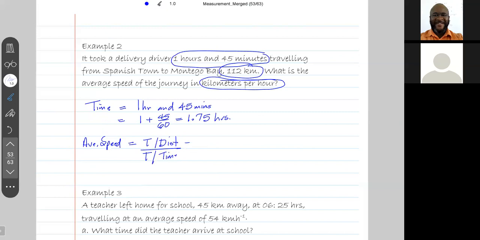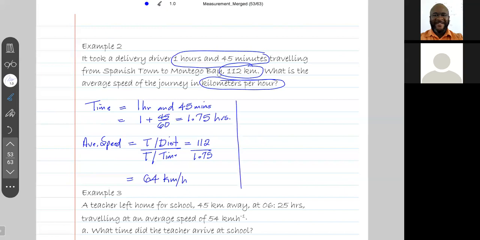Now, the total distance is 112 kilometers, and the time is 1.75 hours. So remember, the time must be in hours only, so you have got to convert the minutes part to hours. So let's divide 112 by 1.75. And this says the delivery driver was driving at 64 kilometers per hour.